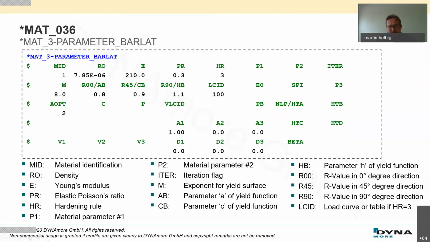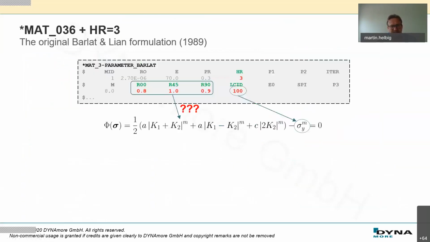Important for you is more or less the R values you put in here directly, for the 0 direction, 45 direction, 90-degree direction. This is the load curve. For the 0 direction you put in the curve, but if you change to another HR, you can also put in some other curves here, depending on which parameter you set. So this is how it works. We see here we put in some values for the R values. This is the formula which is given for this material law by Barlat and Lian.